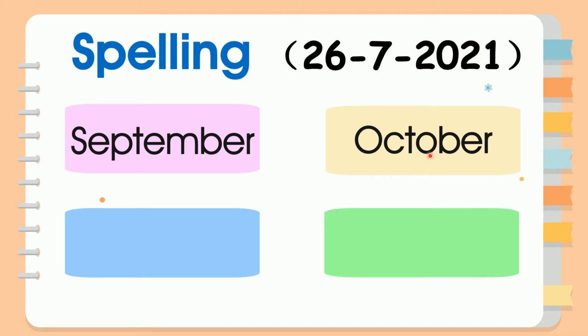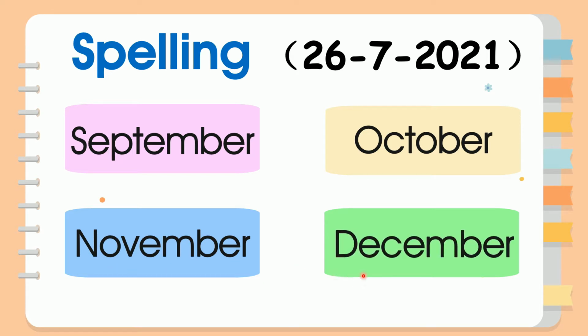O-C-T-O-B-E-R. October. Number 3, November. N-O-V-E-M-B-E-R. November. Number 4, December. D-E-C-E-M-B-E-R. December. So children, did you revise your spelling?